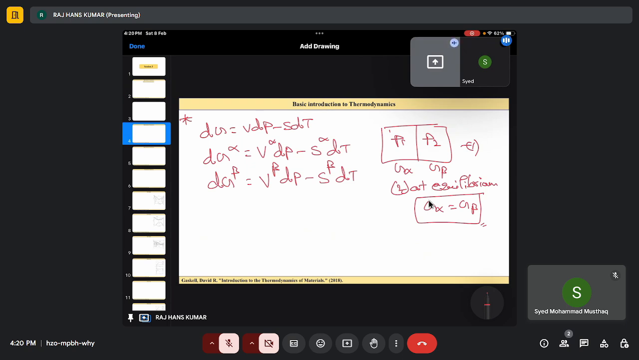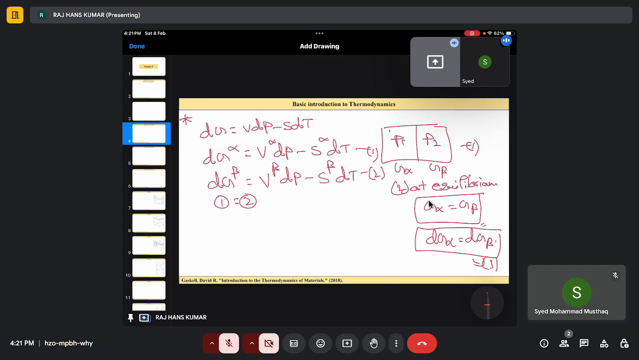Right? Now what I'm going to do? I am going to differentiate on both sides. It will be dG alpha equals to dG beta. This is one. This is two. Now from three, one equals to two.